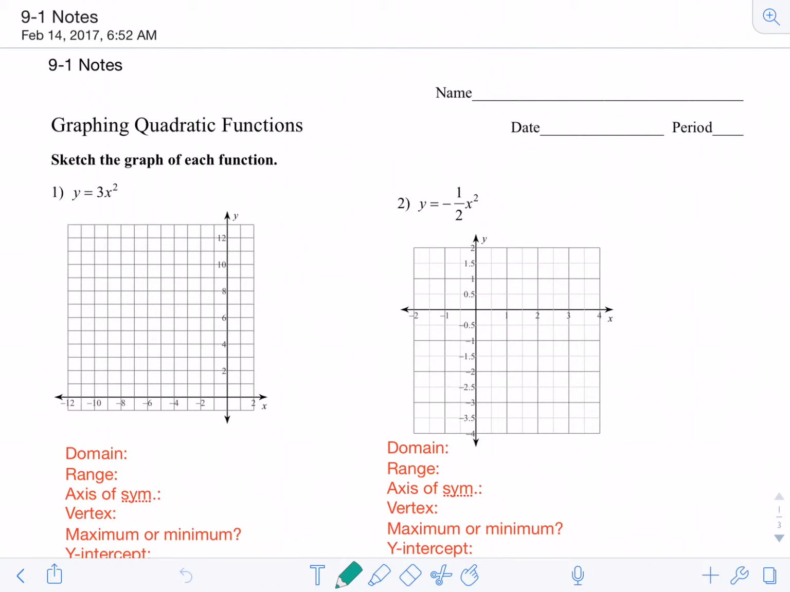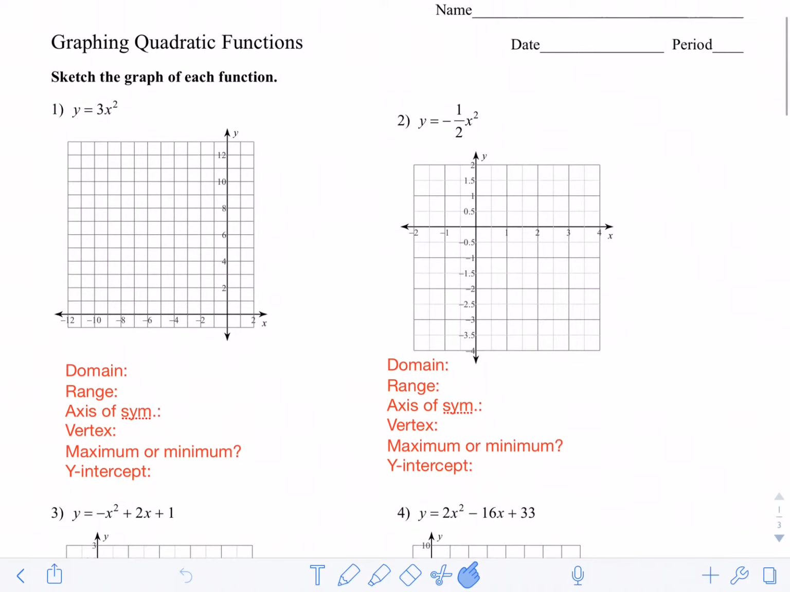Alright, this is your 9-1 notes. A lot of this you can get your points from the calculator. So the first thing I'm going to do on number 1 is type that into y equals. So I have 3x squared.